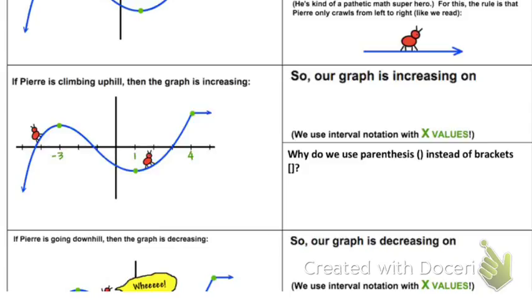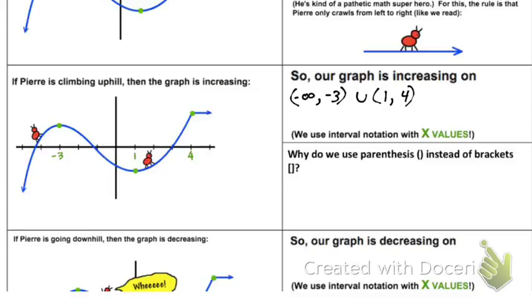So we're just going to use x values, and we're going to use parentheses. So the first interval where Pierre is walking uphill, he's walking uphill from negative infinity, that's a long walk, all the way until negative 3. Left to right using x values. Now he's walking uphill somewhere else, so we're going to use a union sign. He is also walking uphill from 1 to 4. And those are the only two places that Pierre would have to walk uphill. Did he jump? No. How did he get from -3 to 1? He's pretty good. All right.